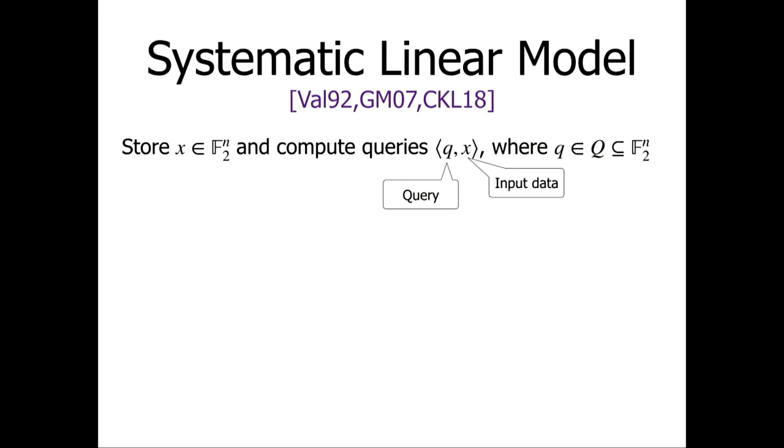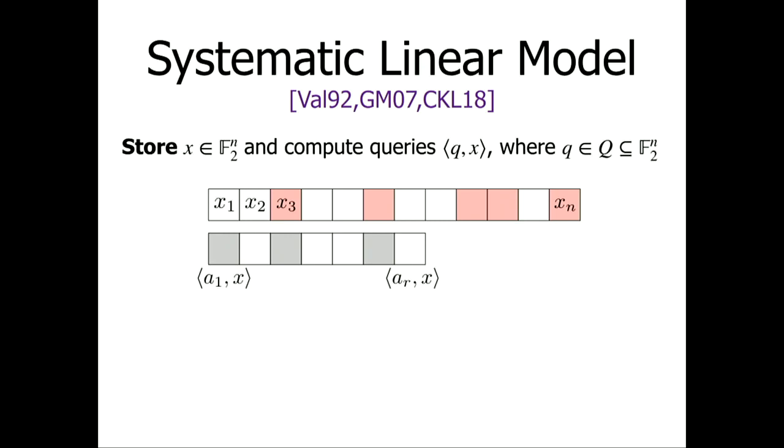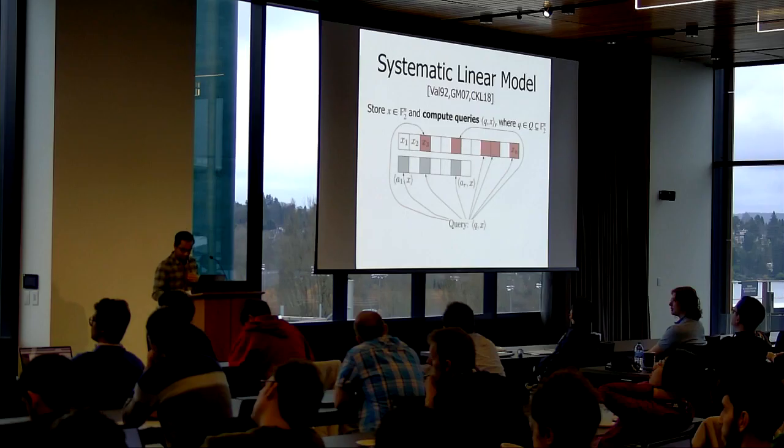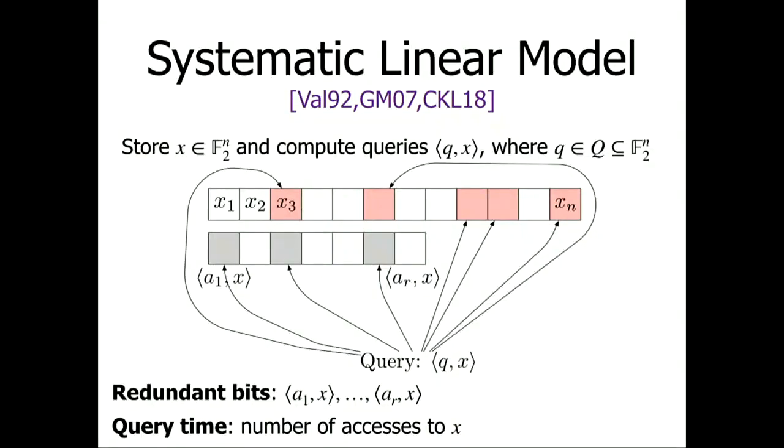Okay, good. So I'll move on to now define the systematic linear model. Here the goal is to store a vector x in F2 to the n and be able to compute inner product queries of the form q times x, where q is from the set capital Q. Now let me tell you how the data is stored. All you do is you write down x first, and then you write down R more inner products with arbitrary vectors a1 through aR. This is all you get to store, and so this accounts to n plus R bits. Then for the query, you access a subset of these bits to be able to output the inner product. Okay, is the model clear? Here the two parameters that we're interested in are the number of redundant bits that you store, and the query time, which is the number of accesses to just x and not the redundant bits. So the number of accesses that you get charged for are the number of accesses to x and not the redundant bits that you store. Okay, good. Any questions about this model?